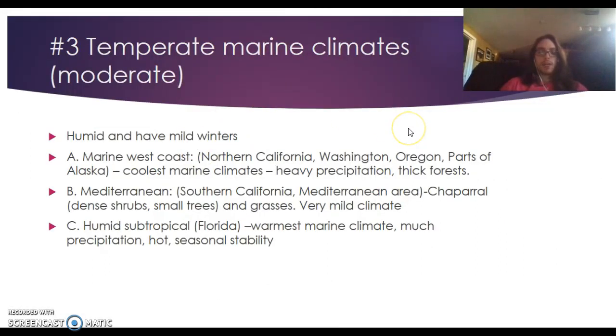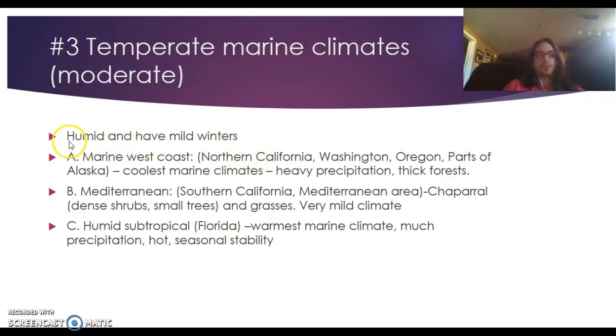So, number three, temperate marine climates, or moderate climates. If we remember the marine climates, they have much more mild seasons. With these climates, we're going to think they're humid because they're marine and they're temperate. They have a lot of that marine air, which is a lot of water in the air, and they have very mild winters. So remember that. All three of these subclassifications have mild winters.